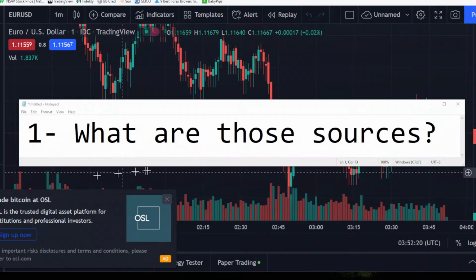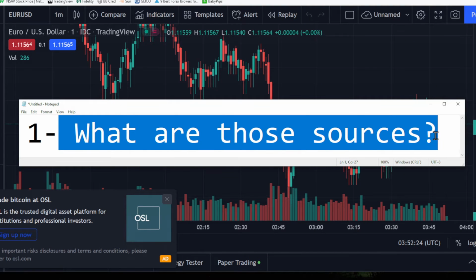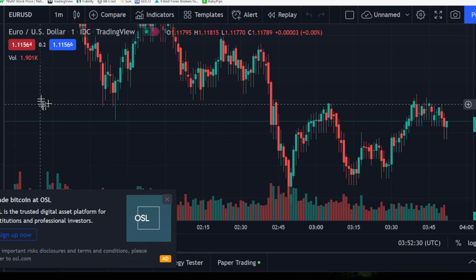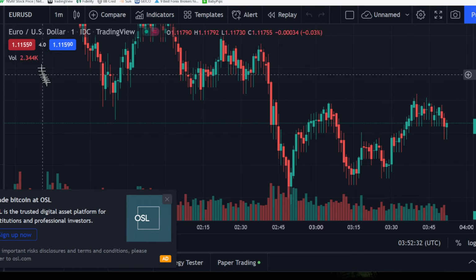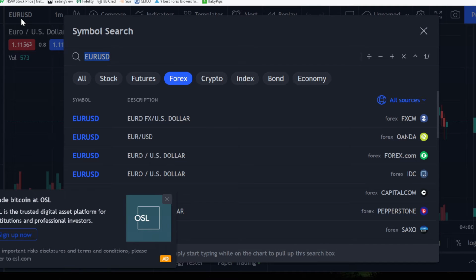All right, topic number one. What are those sources? You're like, what sources? I'll show you. So here we have a chart. I'm going to go up here and click in the symbol box. Currently we have Euro USD in that symbol box. So I'm going to click it because you would normally click it if you wanted to change currency pairs.